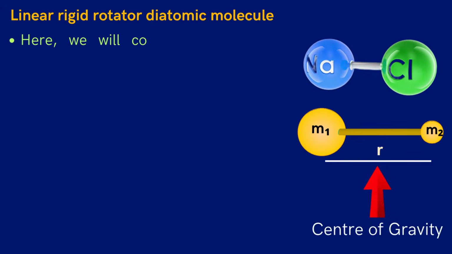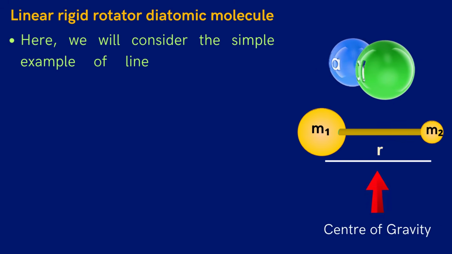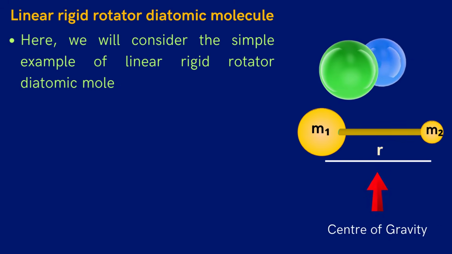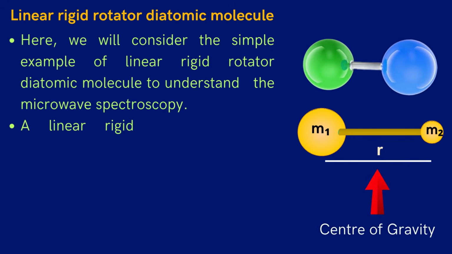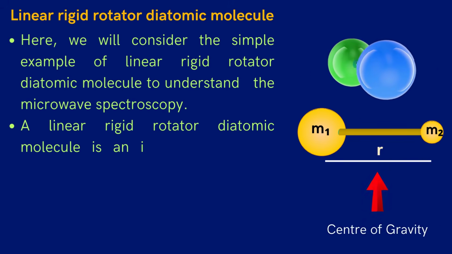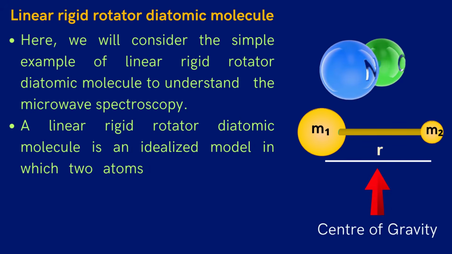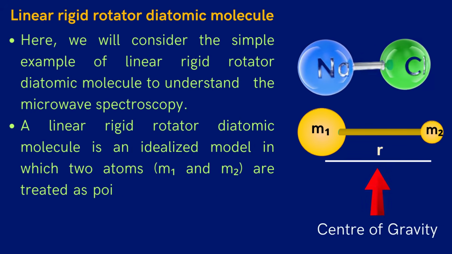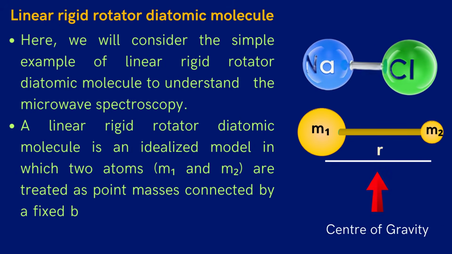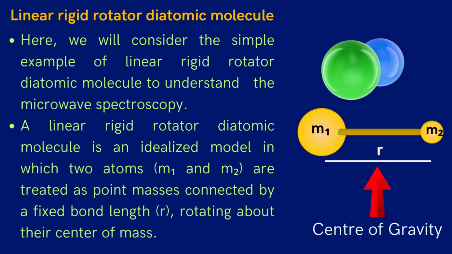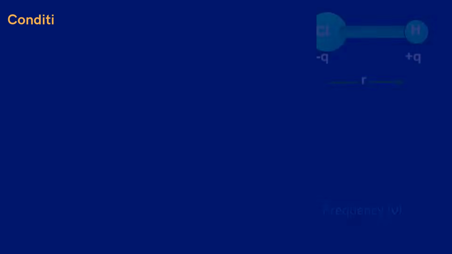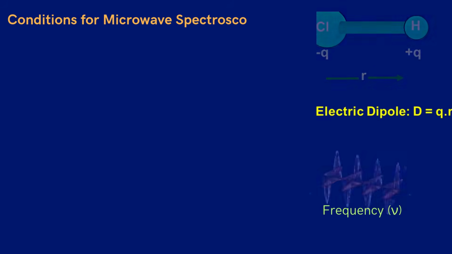Here, we will consider the simple example of a linear rigid rotator diatomic molecule to understand microwave spectroscopy. A linear rigid rotator diatomic molecule is an idealized model in which two atoms, M1 and M2, are treated as point masses connected by a fixed bond length, rotating about their center of mass, as shown in the image here. Here we will learn the conditions for microwave spectroscopy.